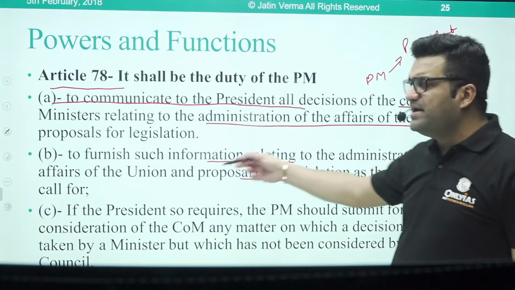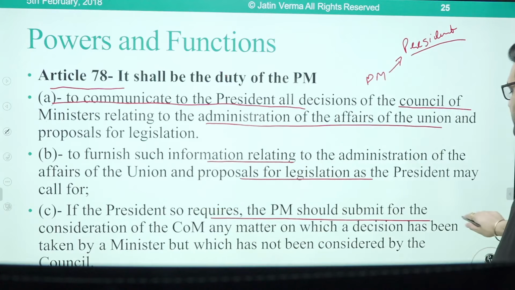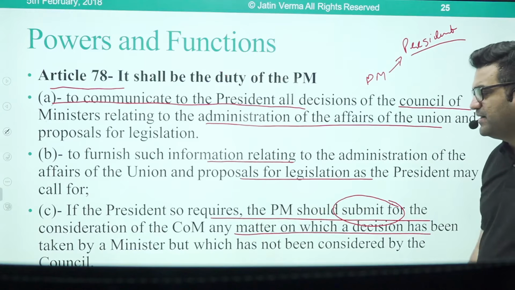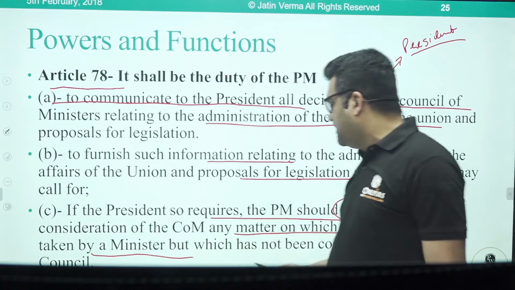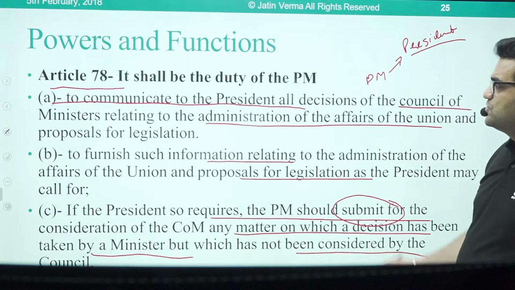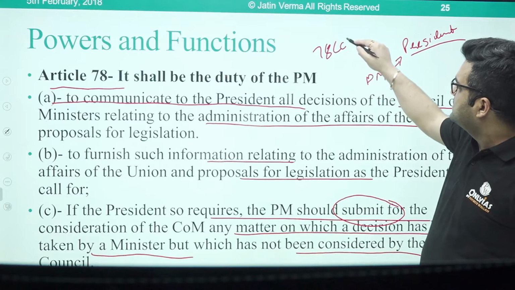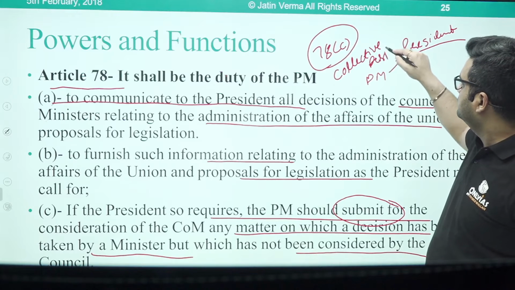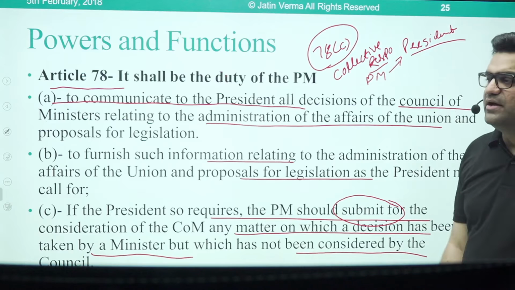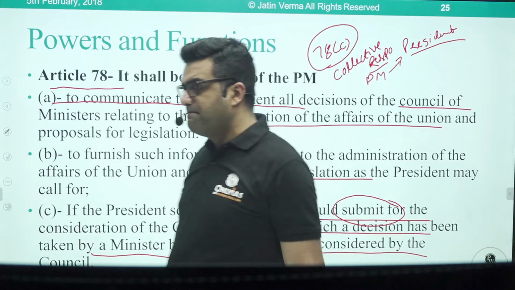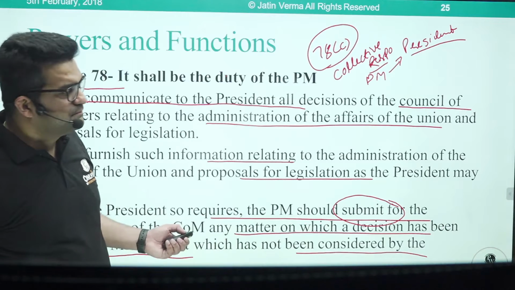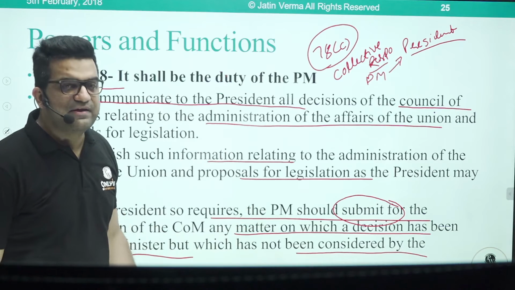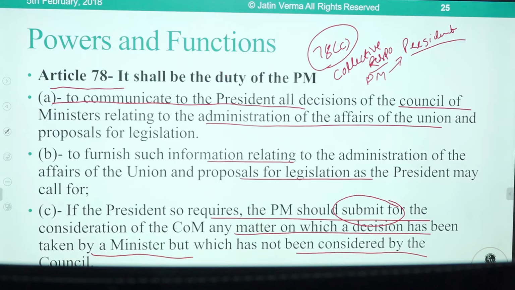As the President may call for, if the President so requires, the PM should submit for the consideration of the Council of Ministers any matter on which a decision has been taken by a minister or a Prime Minister, but which has not been considered by the Council of Ministers. So this Article 78 Clause C ensures collective responsibility of the Council of Ministers. Clear? Towards whom? Towards one another and towards the Parliament through Article 75, towards the people's representatives, the people's house, Lok Sabha and Rajya Sabha both.